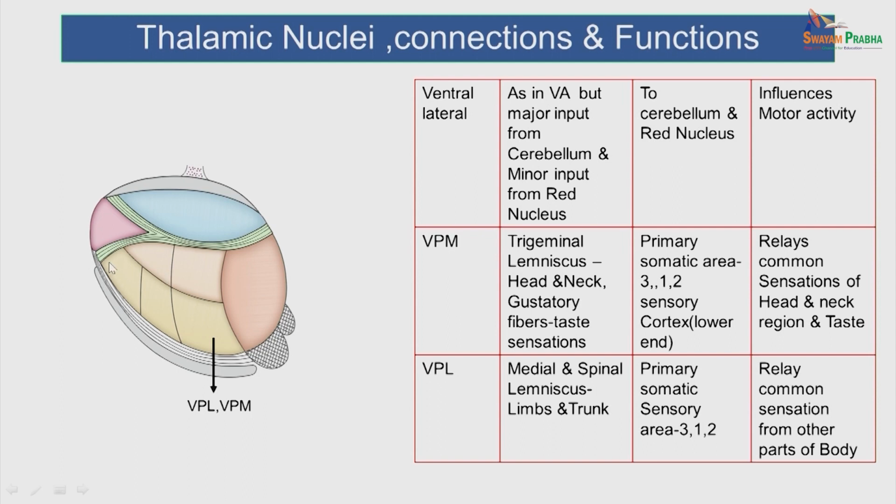Just like the ventral anterior, this receives the input from the cerebellum and from the red nucleus, and efferents go back to the cerebellum and red nucleus. It influences the various motor activity and muscle tone, and the maintenance of posture. All this is influenced by this nucleus.